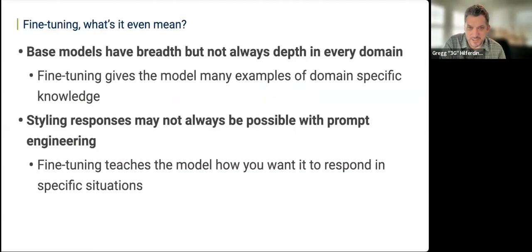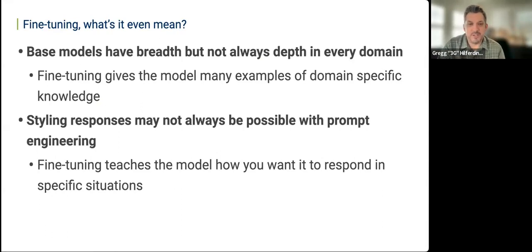So fine-tuning, what does it even mean? We know that when we are interacting with an AI model that it has a bunch of capabilities based on how it was trained. But just because it's good at a lot of different things doesn't mean that it will actually know enough about the specific thing we need it to do for the project that we're working on. Fine-tuning is a way that you can basically build on top of its general knowledge and give it some more domain-specific knowledge. The other thing that this is good for is styling the responses.